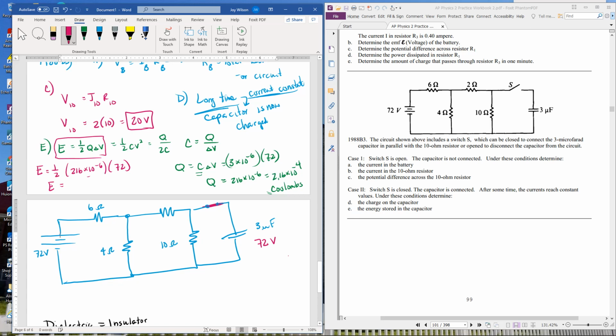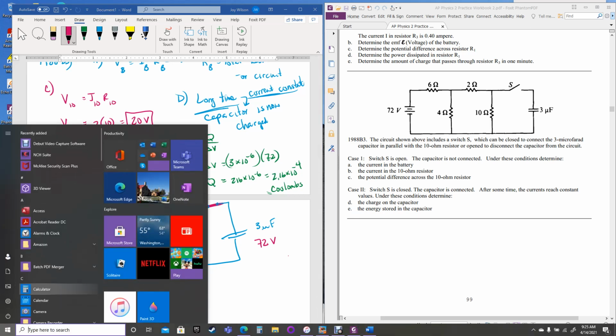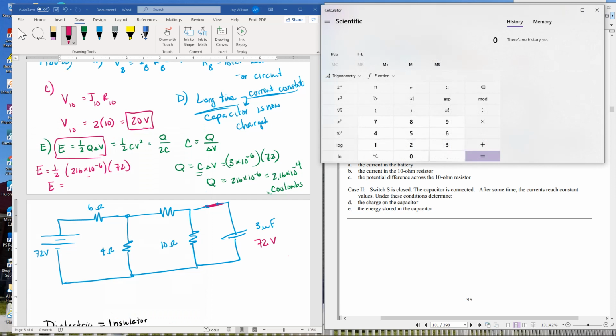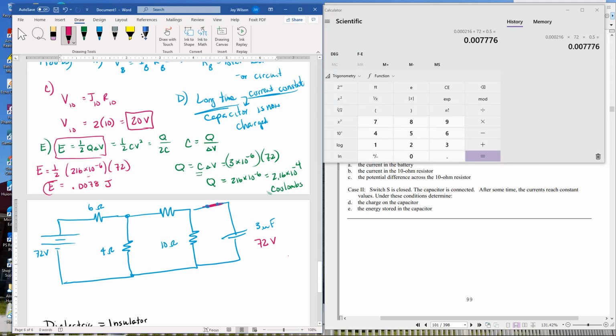Now I need a calculator. So come down here. Where's my calculator? Come here, little friend. 216 E negative 6 times 72 times 0.5. So it is 0.0078 joules. And there we go.